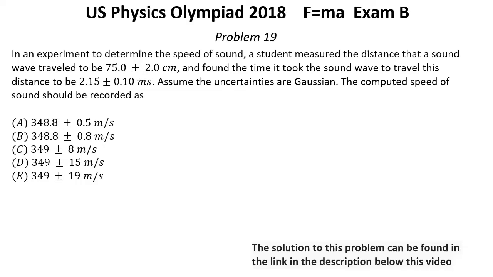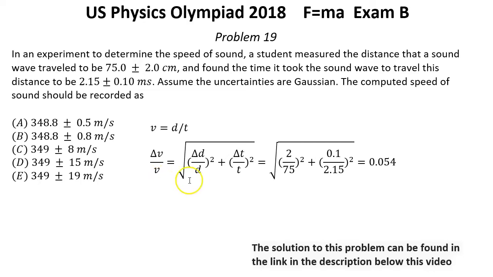Solution for problem number 19. In this solution we use fractional uncertainties. Since speed equals distance over time, we add the fractional uncertainties of the measured quantities in quadrature, given by the next expression. dv over v equals this expression, which is 0.054, and speed equals 75 centimeters over 2.15 milliseconds, which is 349 meters per second.